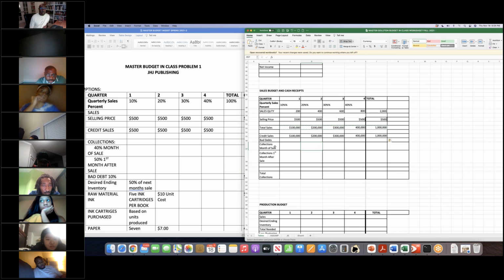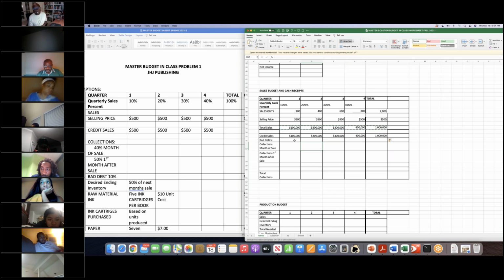And our collections are 40 and 50%. So we know that 10% of these sales are never going to be collected. So we just say, okay, 10,000 this quarter is not going to be collected. 20,000 this quarter is not going to be collected. 30,000 in this quarter is not going to be collected. And 40,000 in this quarter is not going to be collected, for a total of 100,000.